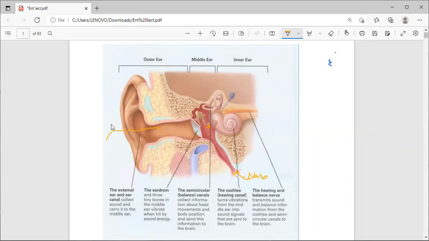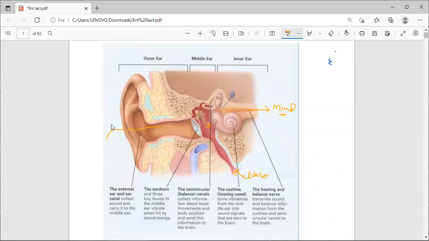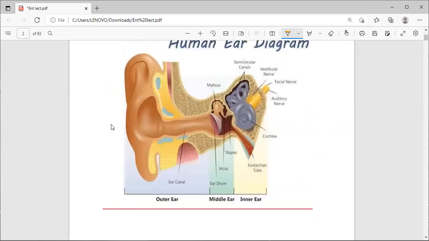So the inner ear consists of the cochlea, and this is the cochlea, and these are the three semicircular canals. Now they consist of very tiny hair cells which convey this information to this nerve, which is called the vestibulocochlear nerve, the eighth cranial nerve. And from here, the mind will perceive the sound. The hearing and balance nerve also gives you balance information from the cochlea and semicircular canals to the brain. So let's move further.